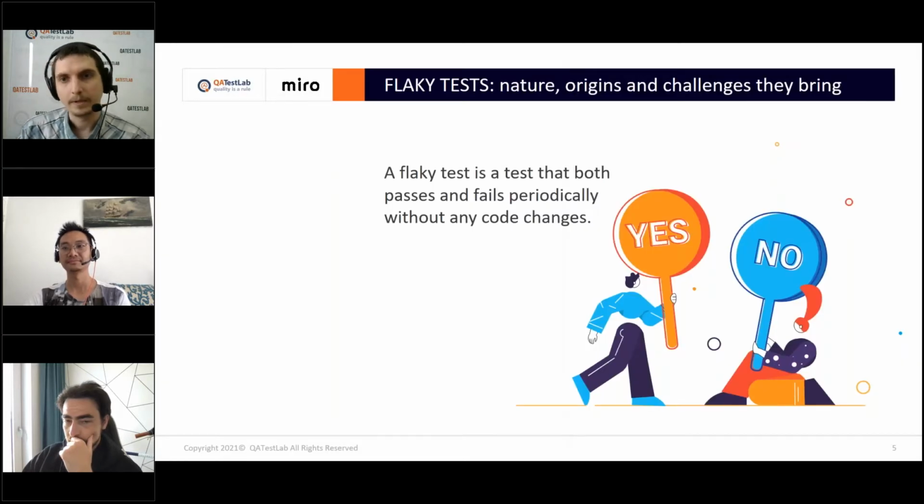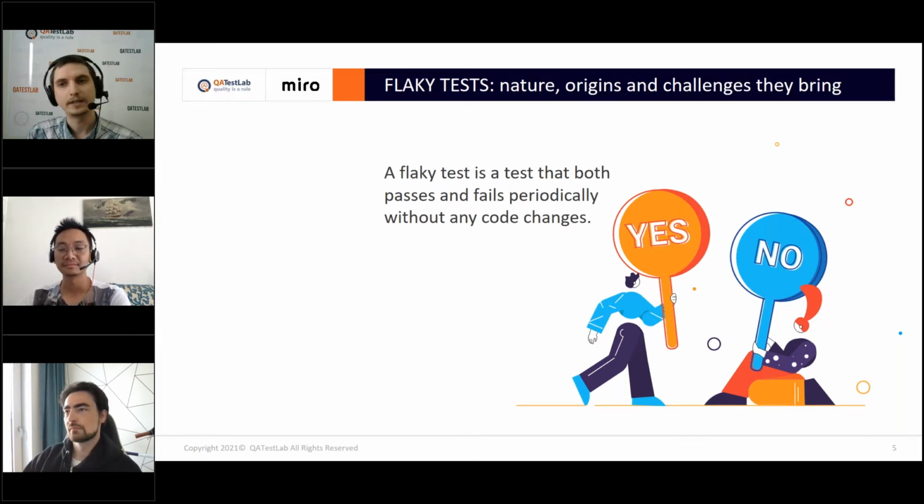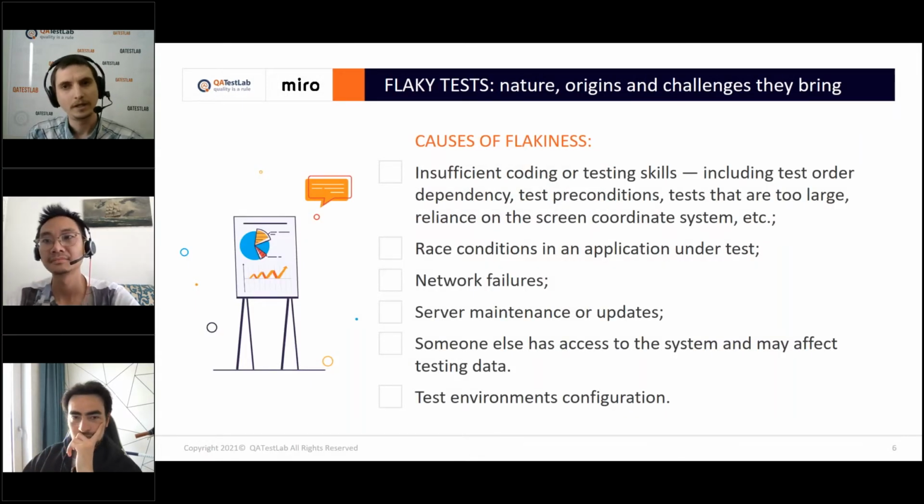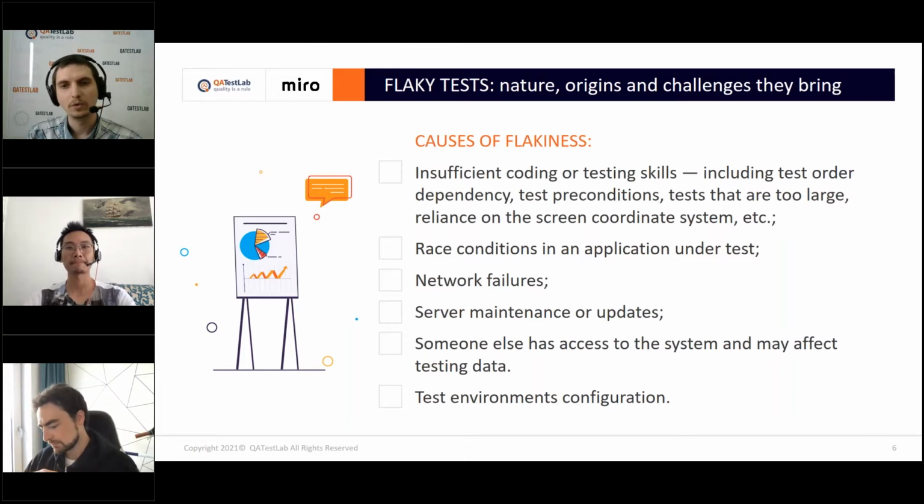So back to our first topic. A flaky test is a test that doesn't provide the same result, pass or fail, across multiple runs. There are many reasons why flaky tests appear, and so there are many ways to prevent them. Some examples are insufficient coding or testing skills. This includes test order dependency, test preconditions, tests that are too large, relying on screen coordinates, and so on. Race conditions in the app that is being tested, network failures, server maintenance or updates, or when someone else has access to the system and may affect testing data, and so on.